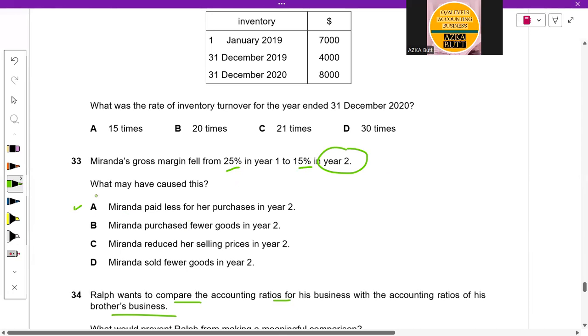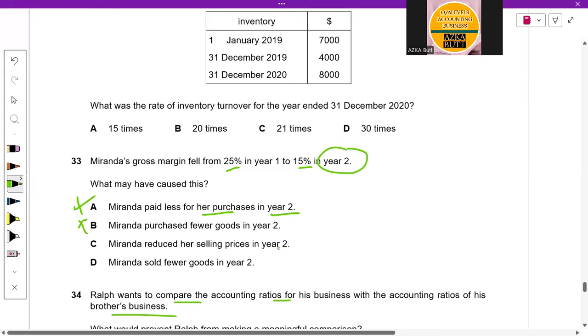So now let's read. The first one is that Miranda paid less for purchases in year 2. If Miranda paid less for purchases in year 2, it means that her cost of sales is very low. If the cost of sales is very low, it means the gross margin would increase. But as you can see, gross margin has decreased in the second year. So it's not like that. Miranda purchased fewer goods in year two. Again, it would increase your gross profit margin.